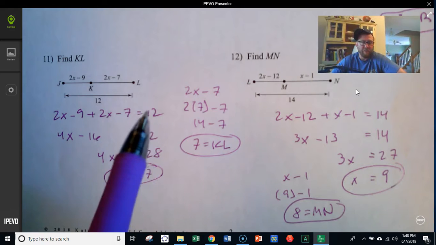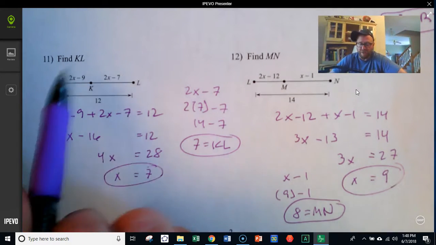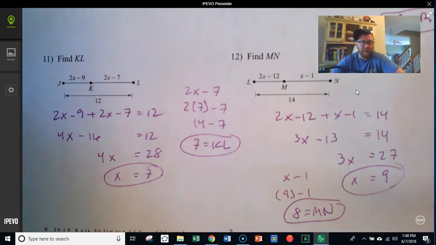So the trick here is just to make sure that you're actually following the directions. Am I supposed to solve for x or find a particular length? Alright, good luck.